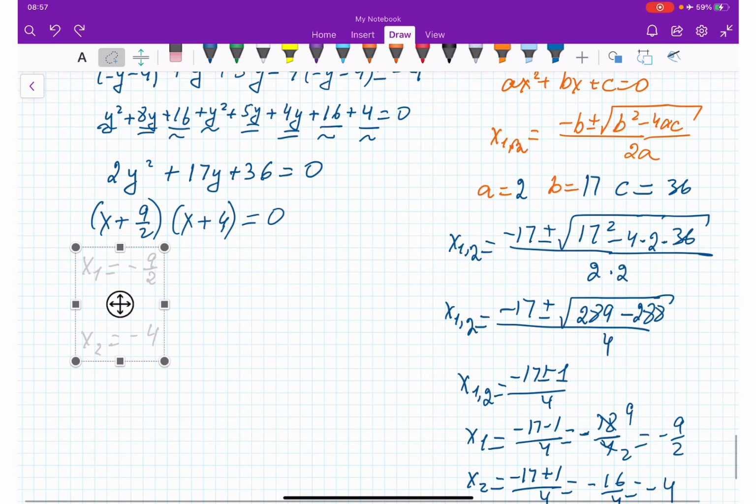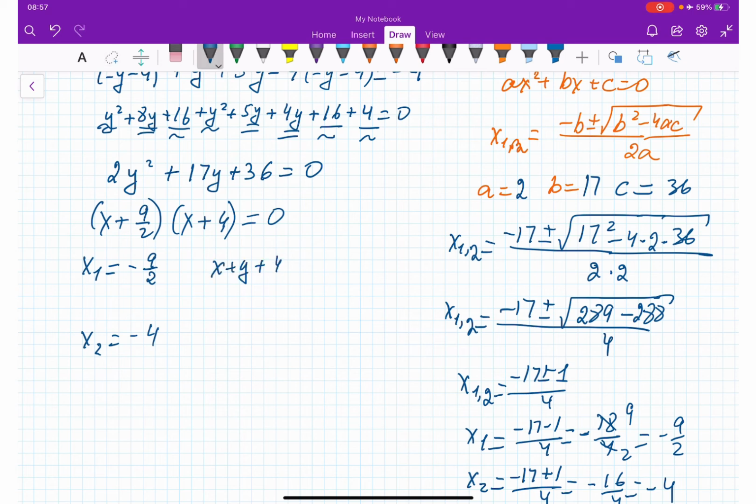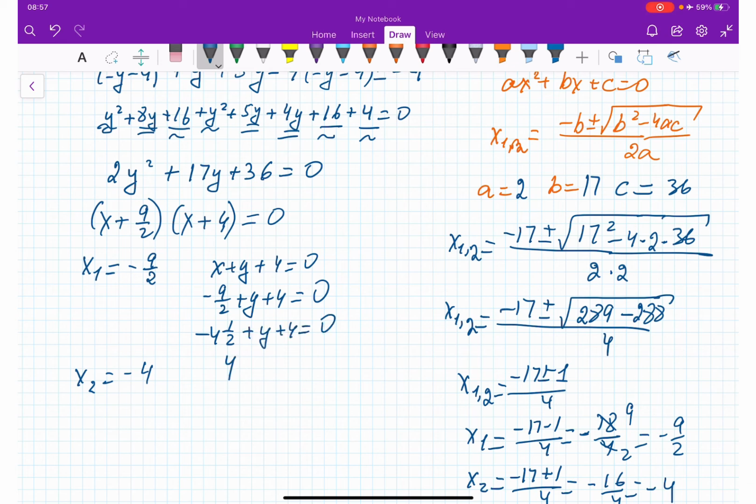Okay, let me write down here. x plus y plus 4 equals 0. So x is negative 9 over 2, plus y plus 4 equals 0. Negative 9 over 2 is going to be negative 4.5. So it's going to be negative 4.5 plus y plus 4 equals 0. y is equal to positive 1/2.